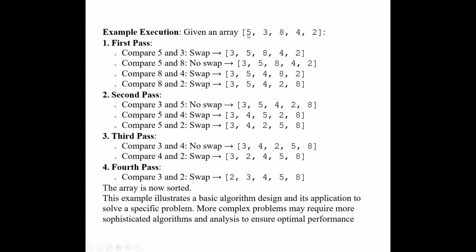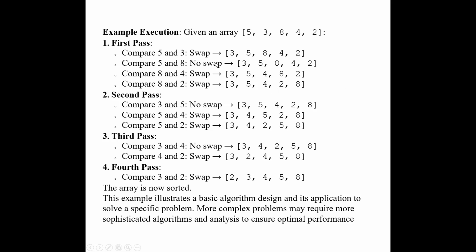Here 3 is the smaller number, 5 is the bigger number, so we will swap. Then 5 is compared with the next number 8. 8 is bigger, no need to swap. Now 8 is compared with the next number 4. Now 4 is smaller, we need to swap. Now 8 is compared with the last number 2. Now 2 is smaller, we need to swap.